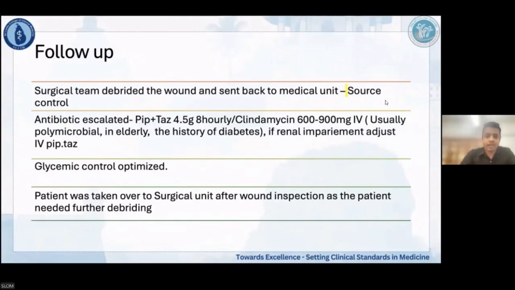And with this presentation, the patient may be having a renal impairment. If that is the case, you need to give a renal adjusted dose of IV piperacillin tazobactam. Although this patient had excellent glycemic control when she presented, with this necrotizing fasciitis, sugar can be all over the place. So the patient needs very good glycemic control. So we have managed like this, and the patient was taken over by the surgical unit because there is a large wound which can be difficult to manage in the medical unit. So the patient got frequent wound debridements.